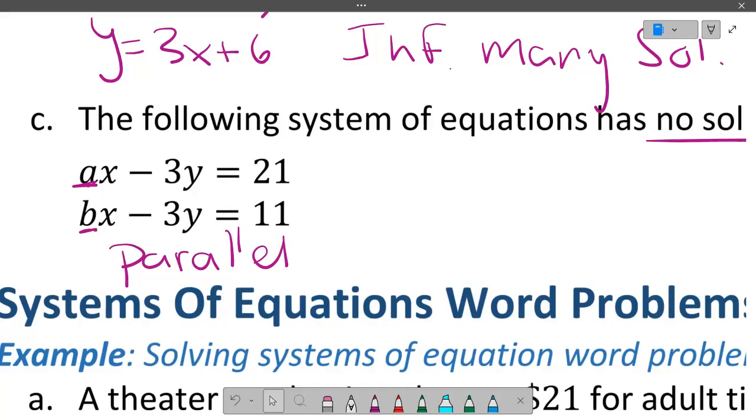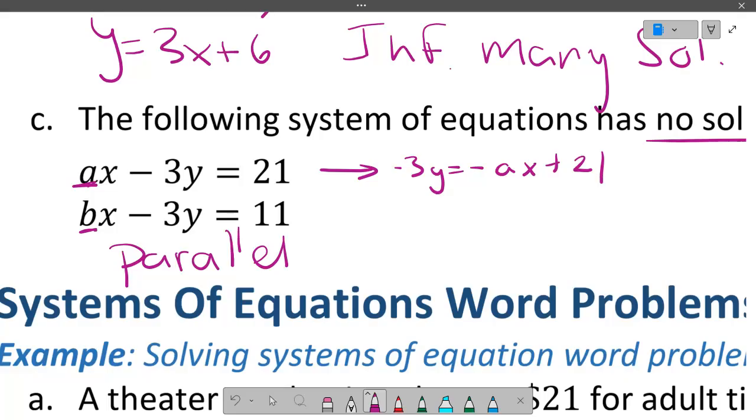Yes, we could put it in slope-intercept form. That's an easy way to compare the slopes. We're not going to know what the slope is, but we'll have a comparison. So I want to take this first one and put it in slope-intercept form. What's the first thing I'm going to do? Which one are we going to move? We're going to move ax, the whole term. So negative 3y equals negative ax plus 21.